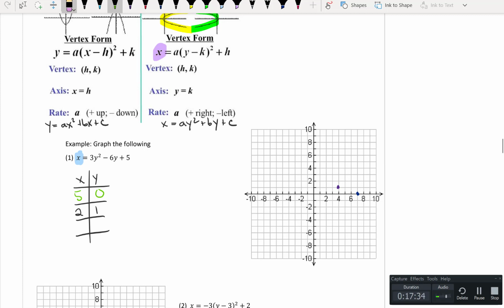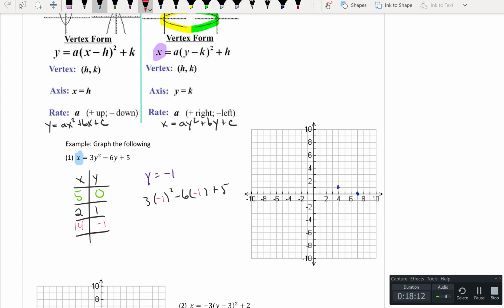So I don't know, let's try that my y value is equal to a negative 1. So what I'm plugging in is a negative 1. So 3 times my negative 1 squared minus 6 times negative 1 plus 5 gives me a 14. So I have a negative 1 and a positive 14 that I get out. So that seems to me very high.